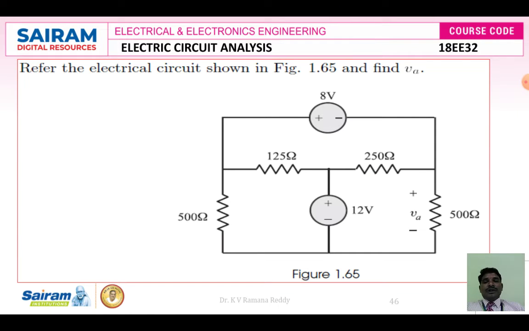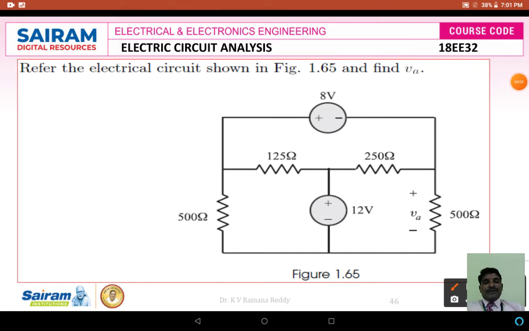So please go through the following circuit. Let us refer to the electrical circuit shown in the figure below and find VA. If you see this circuit, they have given one 8 volts voltage source and one 12 volts voltage source, and there is a voltage VA across the 500 ohms resistor.